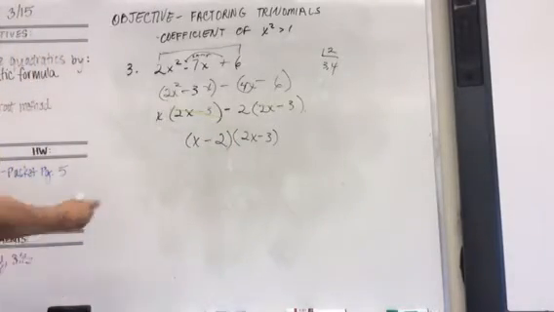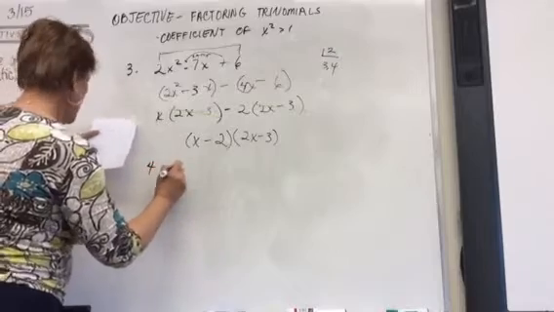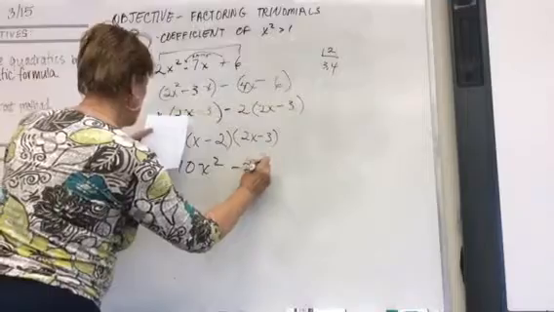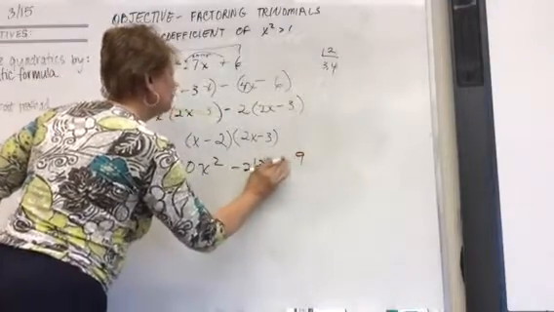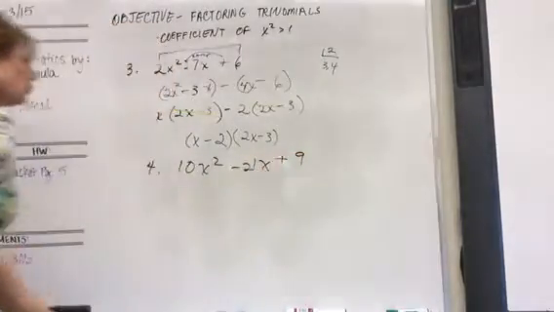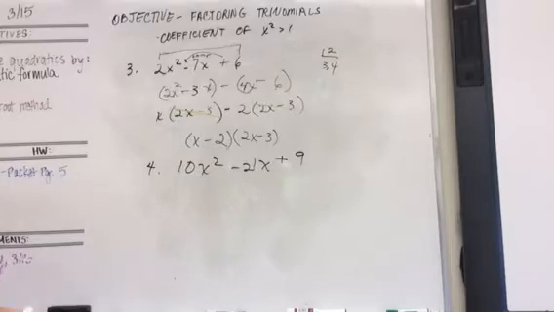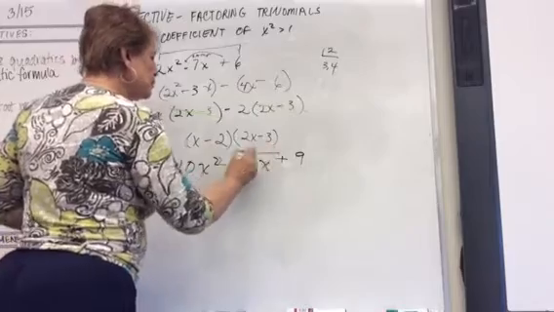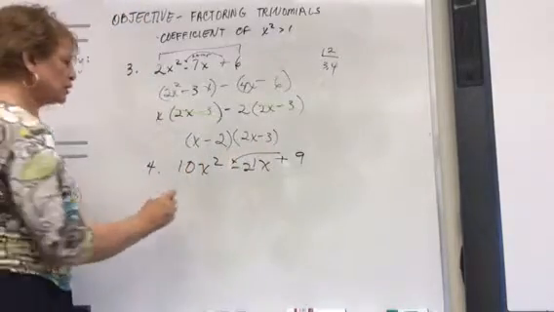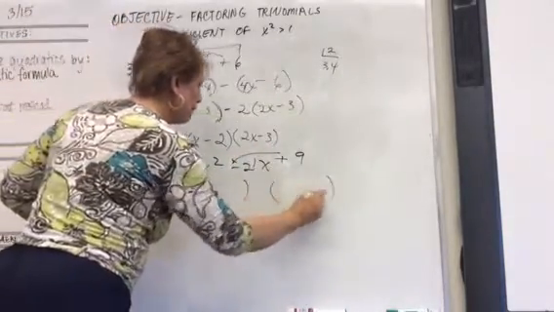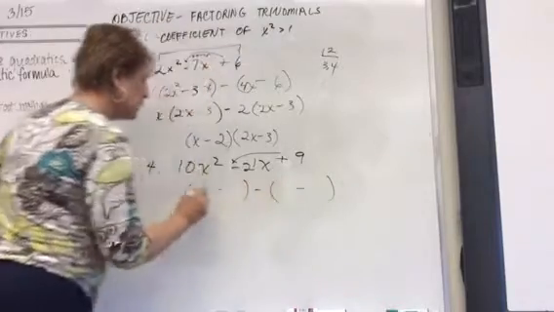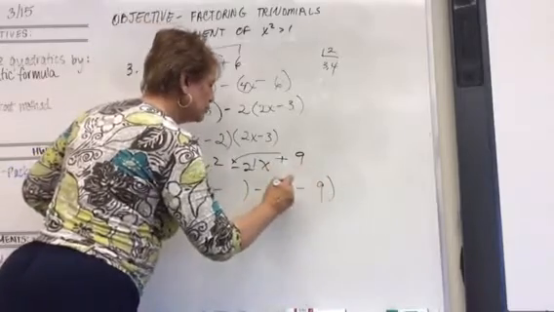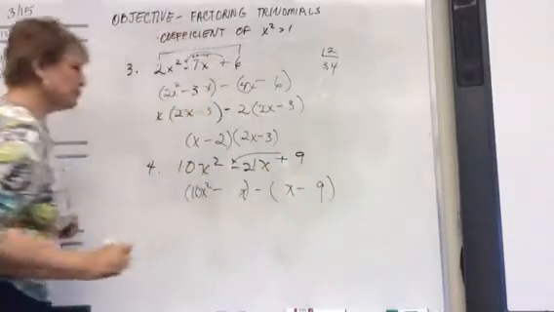For my fourth example, I have 10x squared minus 21x plus 9. For the signs, you start in the back. The signs are going to be the same. They're all going to be subtraction. Minus, minus, minus. I bring down my first term, 10x squared. I bring down my last term. I put an x here and an x there.